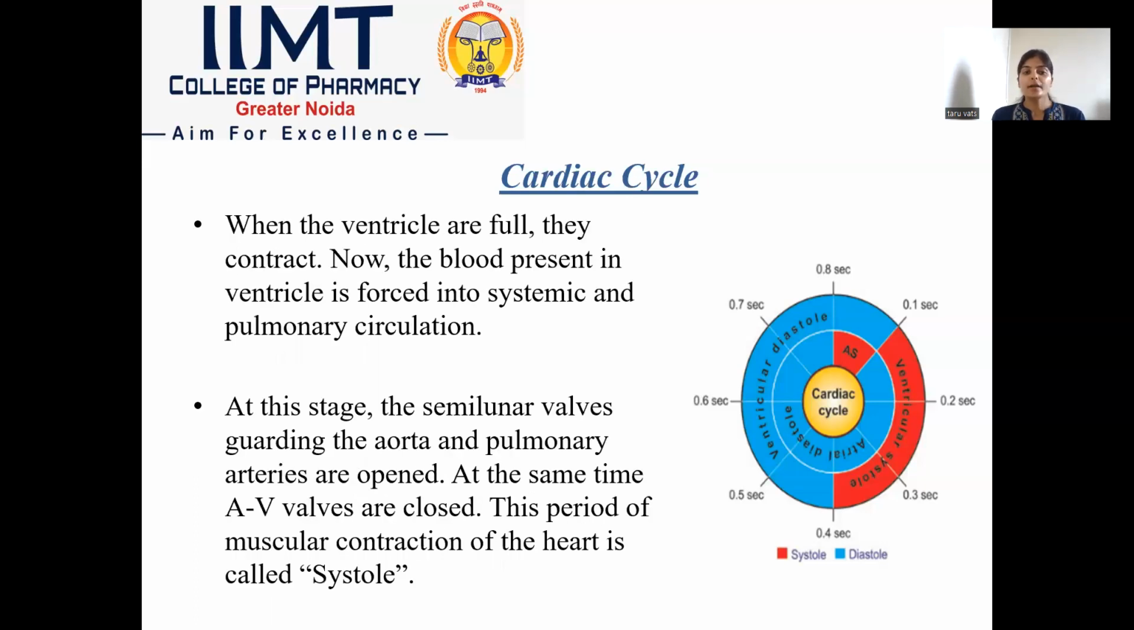Now, when the ventricle chambers are full, they contract, and when they contract, the blood present in the ventricle is forced into systemic and pulmonary circulation. At this time, the semilunar valves guarding the aorta and the pulmonary valve which guards the pulmonary artery are open, and this is a period of muscular contraction of the heart which is known as systole, because as I already mentioned, systole is a period of contraction. Moving to the next slide.